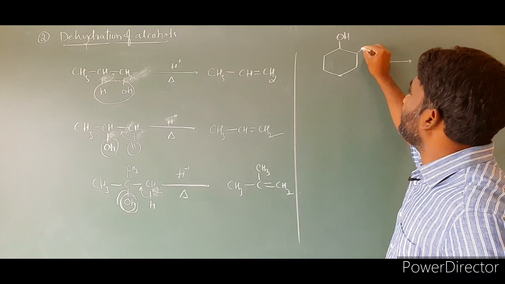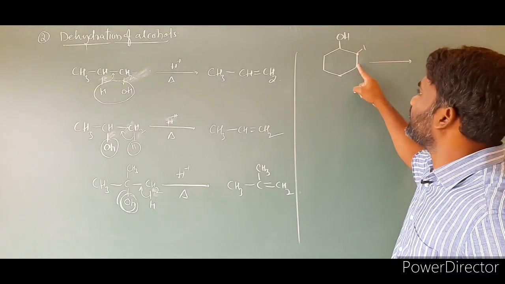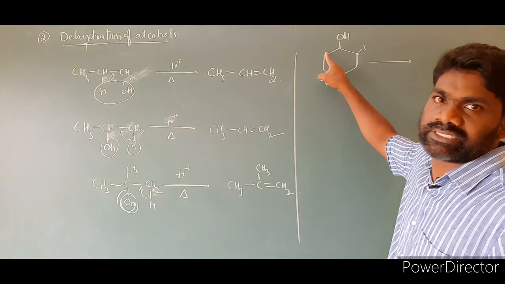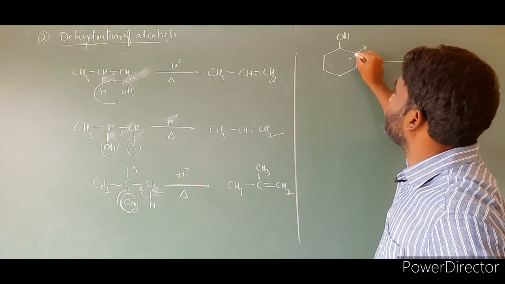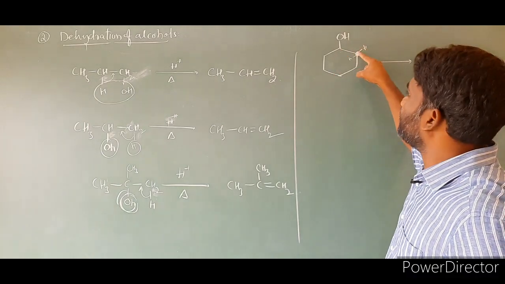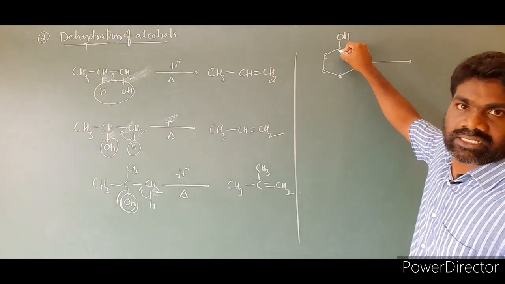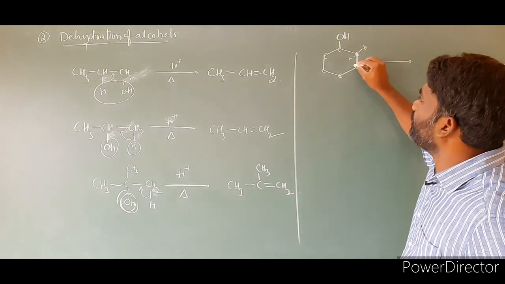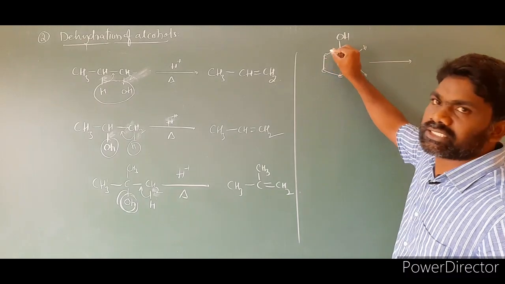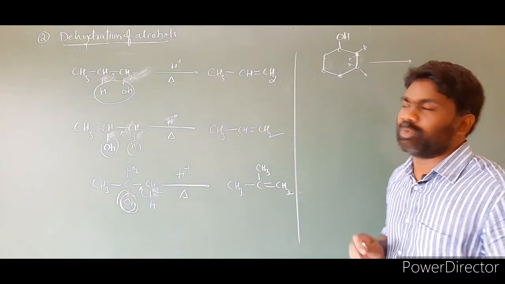How to form it? This carbon is CH, then CH2, CH2, CH2, CH2, CH2, isn't it? Each carbon is attached to 2 hydrogens. All these are carbons, and each carbon is attached to 2 hydrogens, because we have to satisfy the valency of carbon with 4 bonds.